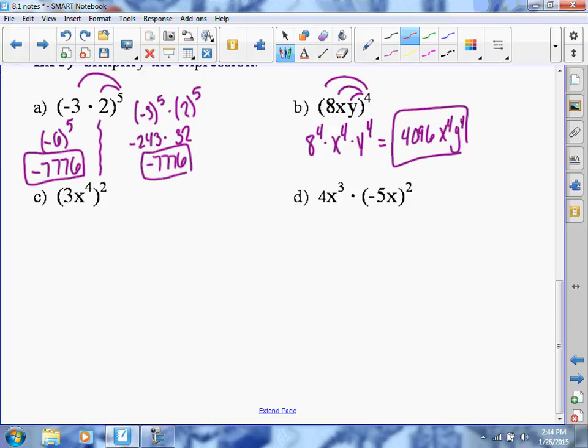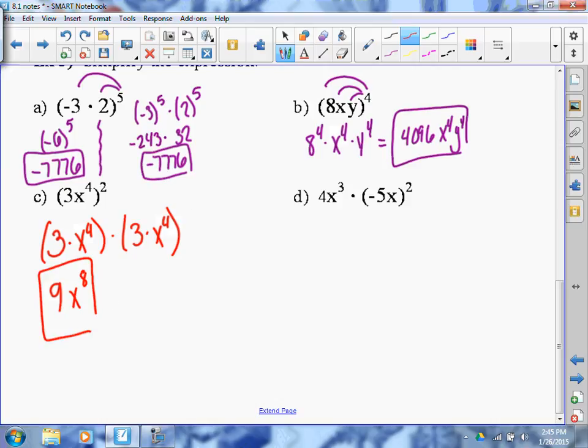Part C is a little tricky because you have a number and you have an exponent or a power. Now, that 3 is being multiplied by the x to the 4th, and it's being squared. So you have 3 times x to the 4th times 3 times x to the 4th. So you have 2 of those expressions since it's being squared. And then 3 times 3 is going to be 9. And x to the 4th and x to the 4th. You're multiplying the bases, so you add the exponents. So you get 9 x to the 8th.